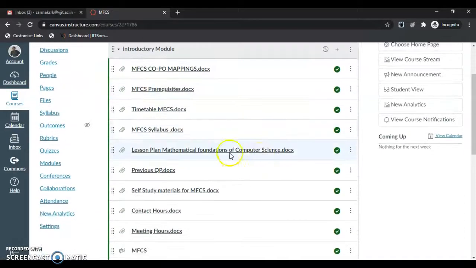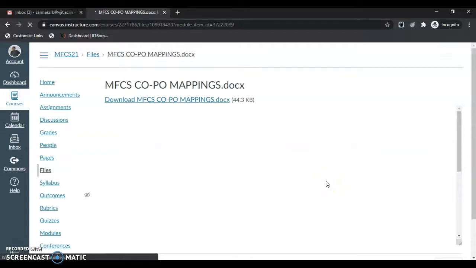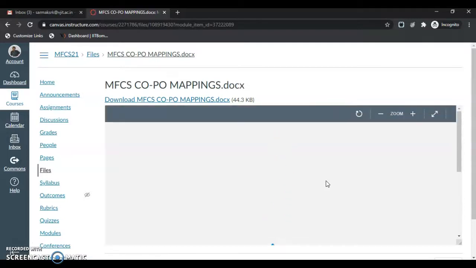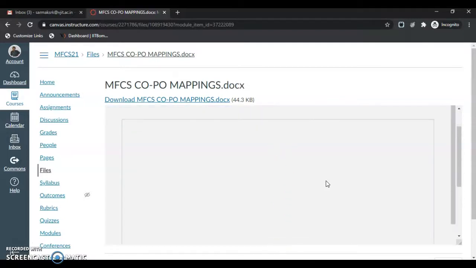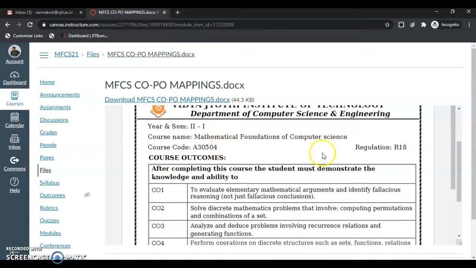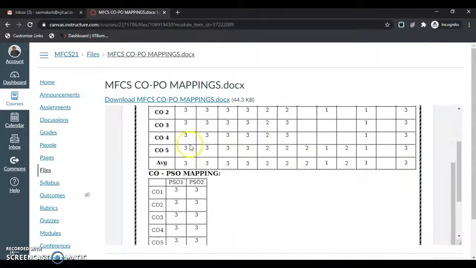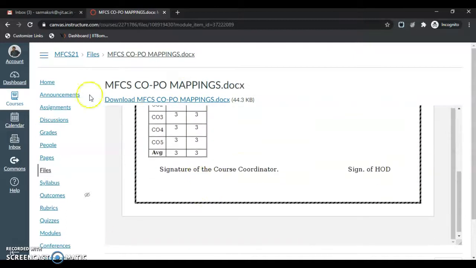Then coming to the introductory module, initially we have the MFCS COs and CO-PO mappings. There are 5 COs for my subject, and these are the 5 COs. This is a second year first semester subject called Mathematical Foundations of Computer Science. These are the CO-PO mappings, and these are the CO-PSO mappings.